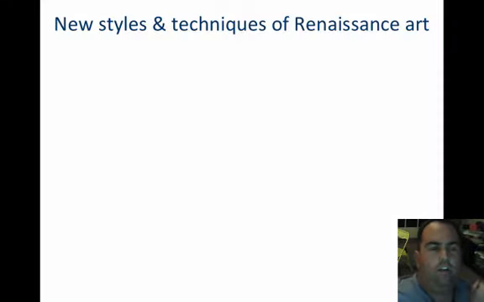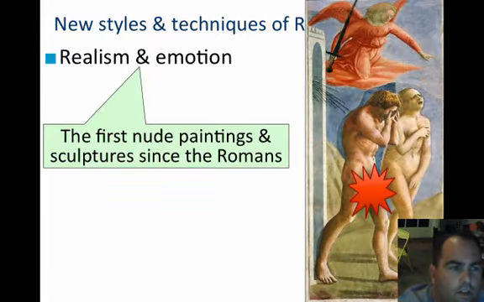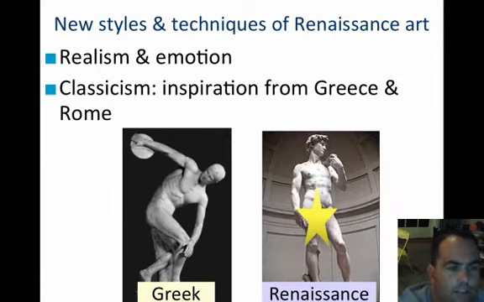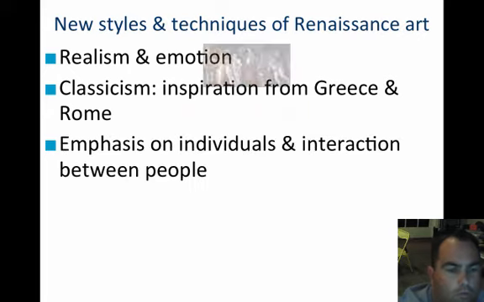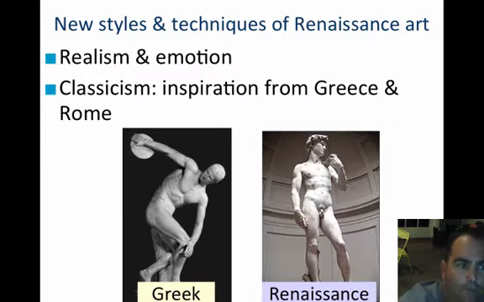Welcome to Renaissance. We're just going to call it the art video. All right. And what we're going to talk about is the change of style in the arts. So you get realism and you get emotion, another ism. You get classicism, Greek and Rome Renaissance. You get an emphasis on individual and an interaction between people. So again, we're going back to all our isms, right?